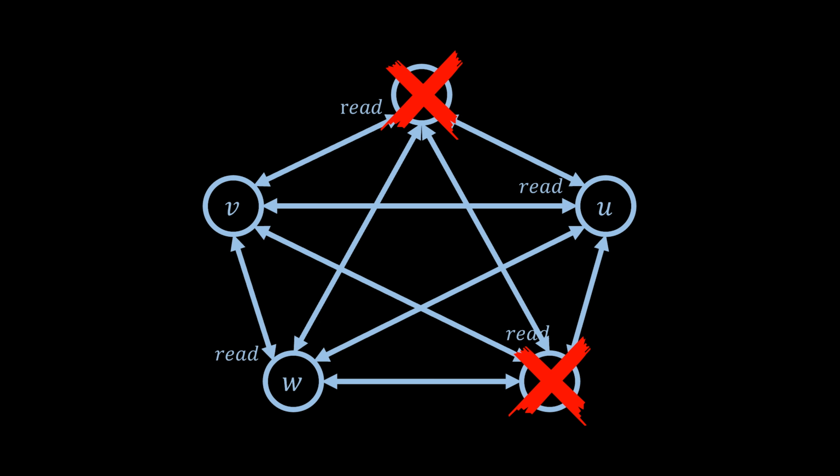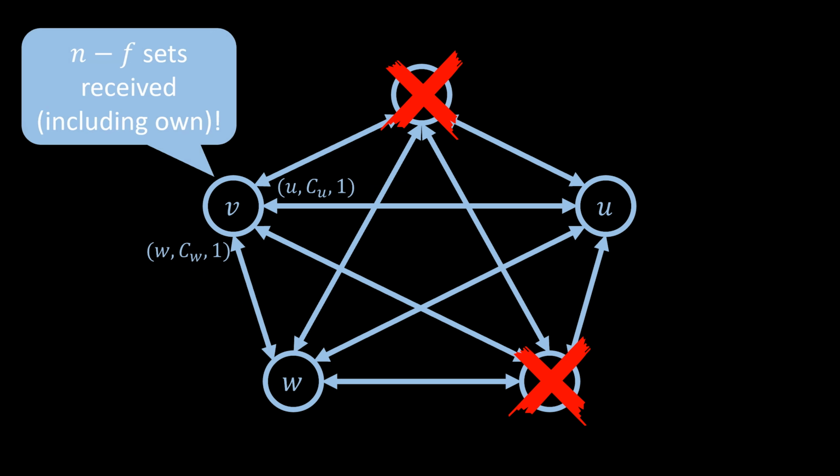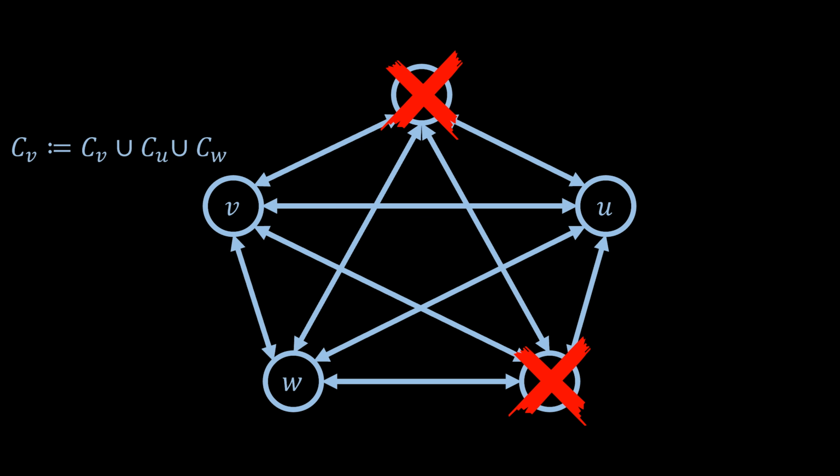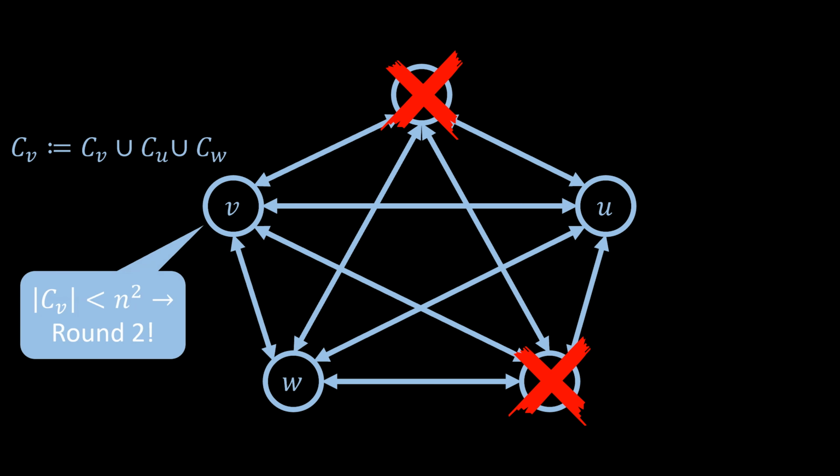Once the write operation is complete, node V initiates the read operation by broadcasting a read request. Whenever a node receives such a request, it returns its current set of random numbers. As before, when node V receives n-f sets, the read operation is considered complete. Node V then updates its set by adding all random numbers that it received in other sets. Note that only one random number per node and per round can be added. If there are fewer than n squared numbers in the set, node V proceeds with the next round.